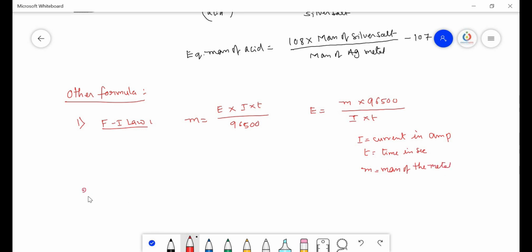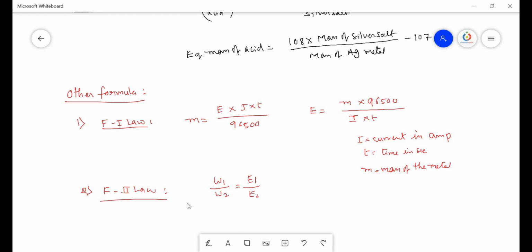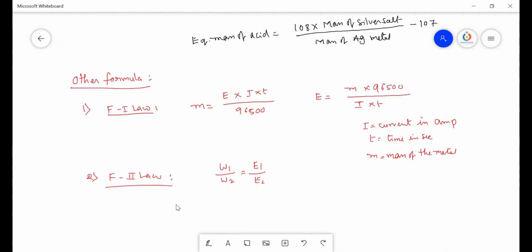Similarly, from Faraday's second law, we can solve the problem. Weight of the first metal by weight of the second metal equals equivalent mass of the first metal by equivalent mass of the second metal, just like a conversion method. So these are the other formulas that are helpful in solving the problems.